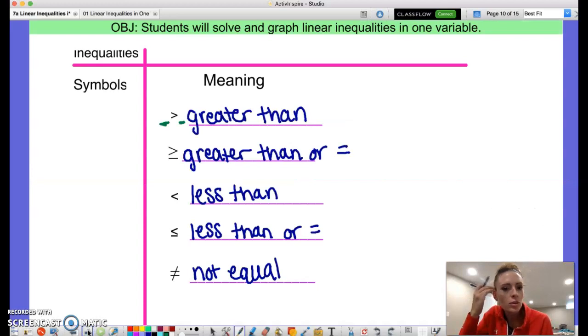This is the symbol for greater than or equal to, less than or equal to, and not equal. These are things that should be familiar to you. If they're not, please ask questions. Some of the students get confused on these still, and that's okay. But if you just remember that the number that is right here, if you were going to say a number, you would say it is greater than this number, and same with less than.